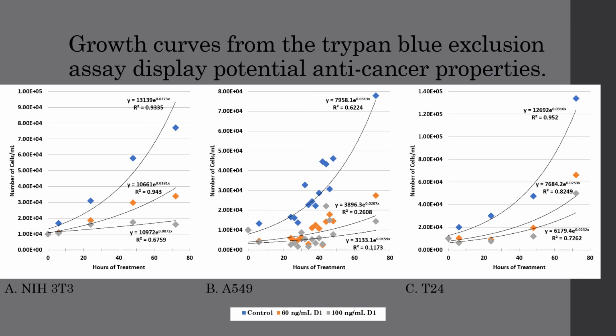Interestingly, in Figure C for the T24 line, growth was noticeably reduced until an unexpected surge at 72 hours. This exponential growth is also present in the T24 cells not treated with D1, indicating that the surge in numbers may be related to its normal population growth.